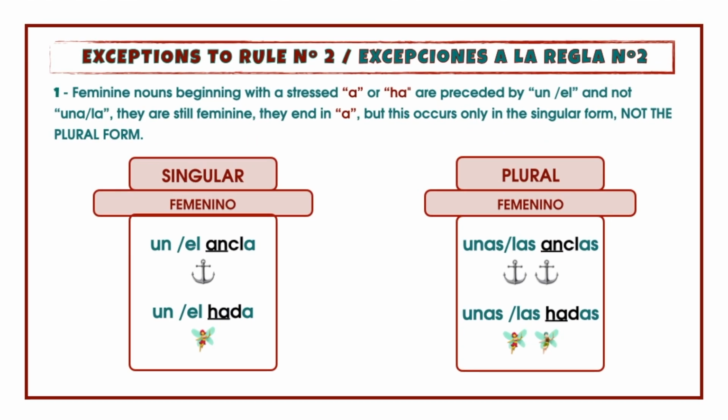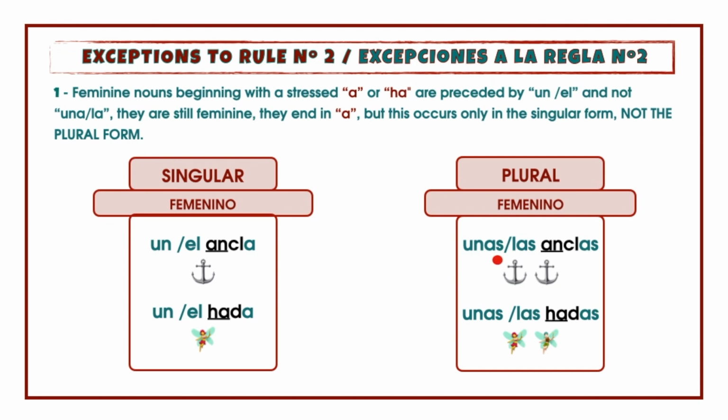There are exceptions to rule number 2 though, such as these ones. Feminine nouns beginning with a stressed a or a with h, remember that it's silent in Spanish, are preceded by un or el and not una or la. They are still feminine, un ancla, el ancla. They end in a, but this occurs only in the singular form, not the plural form, such as unas anclas or las anclas.